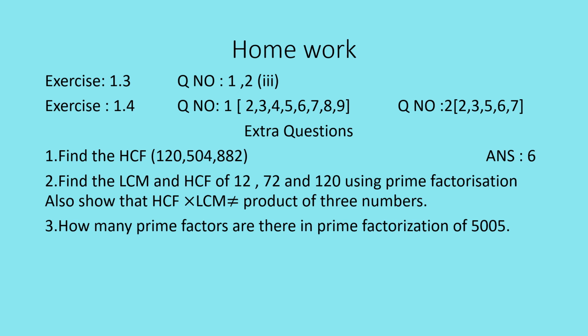In the first question, it is find the HCF of 120, 504 and 882. The method is not mentioned. You can do it by prime factorization method or by Euclid's division algorithm. If you are using Euclid's division algorithm, first you have to find the HCF of, for example, the first two numbers. You will get one value. Then find the HCF of that value and the third number. That will be the HCF of these three numbers.